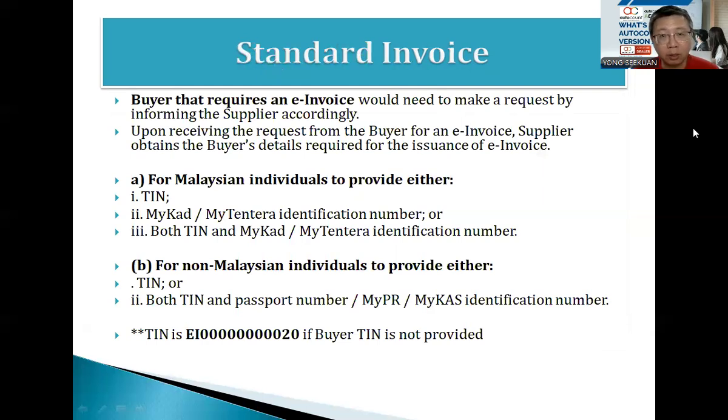First, the buyer requires an invoice. It means the customer needs to provide you the TIN number, IC number, or passport, like a foreign customer when you do export. The general TIN number, you will see at the bottom of the slide, is EI00000000020. I make it short as EI 20; actually in the middle there are zeros. If the buyer doesn't have a TIN number, then you need to use this general TIN number as your TIN number in your invoice. So that is a standard invoice.